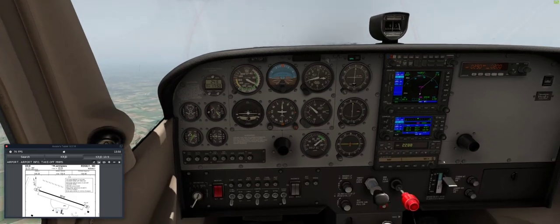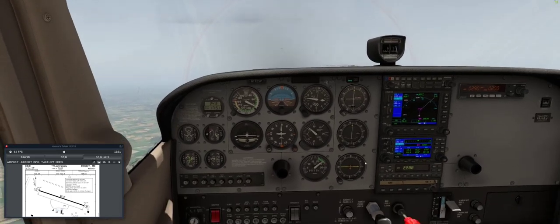This autopilot does not know what you want the cruise altitude to be. So you have to pay attention, and you have to take it out of climb mode when you get to the cruise altitude that you want.